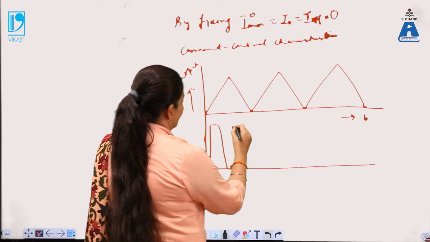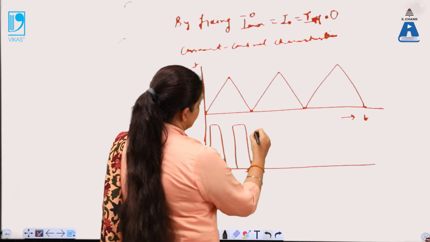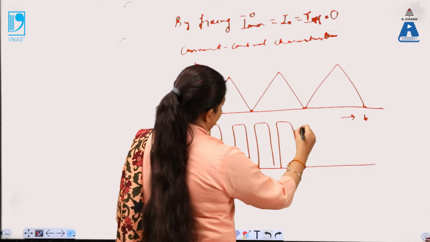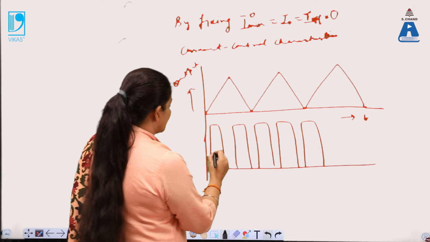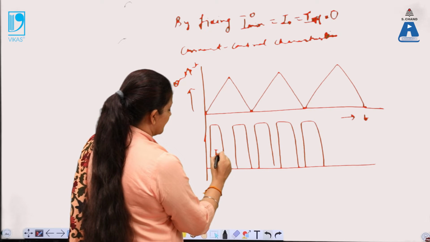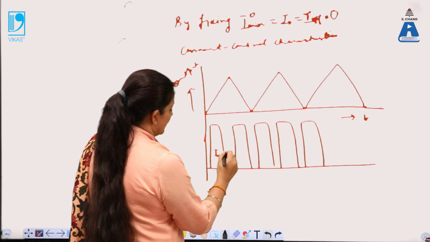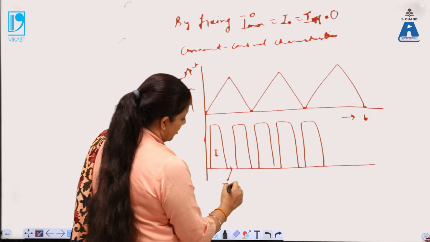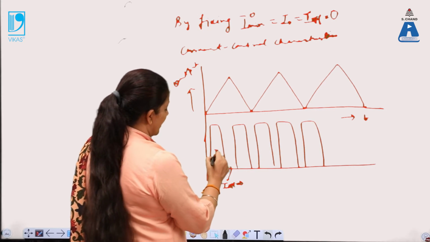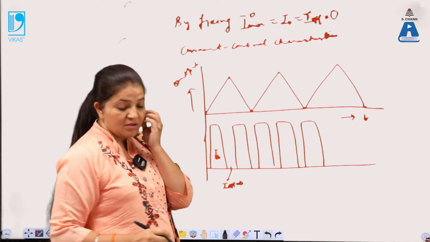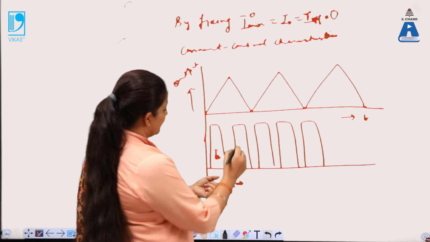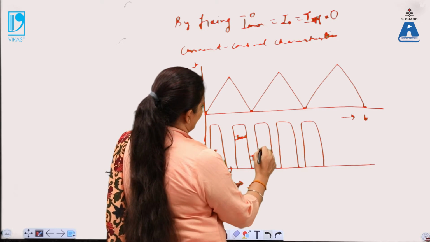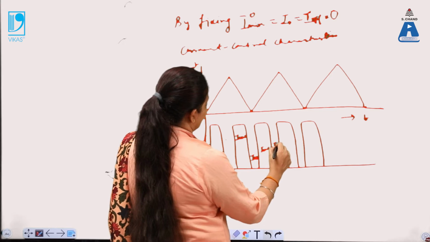So this is the I max and this is the I minimum, that is 0 over here, I off that is 0 and I on is maximum over here. Then there is an I on and again I off, I on and then again I off.